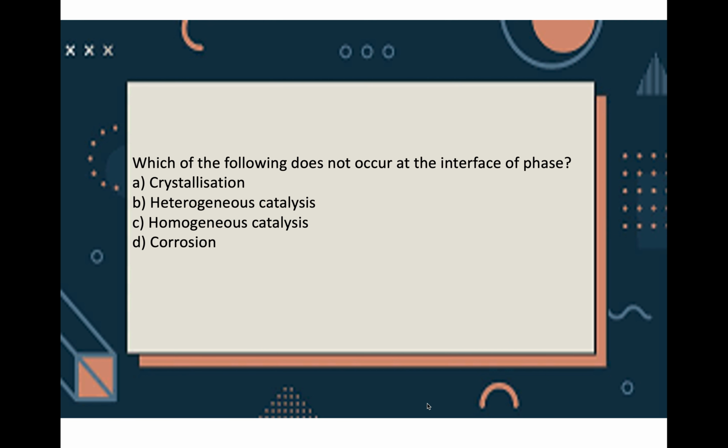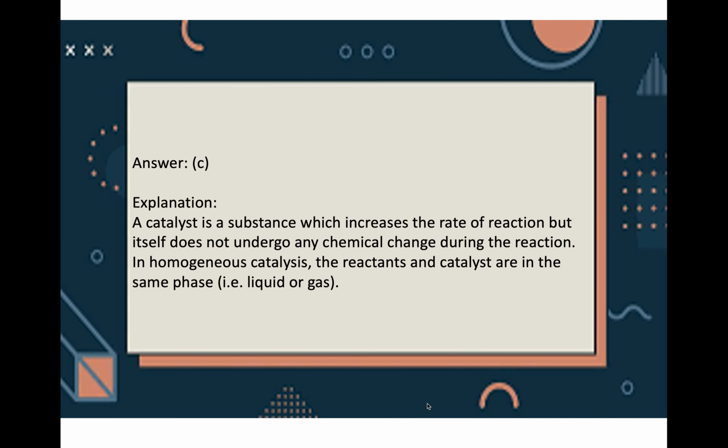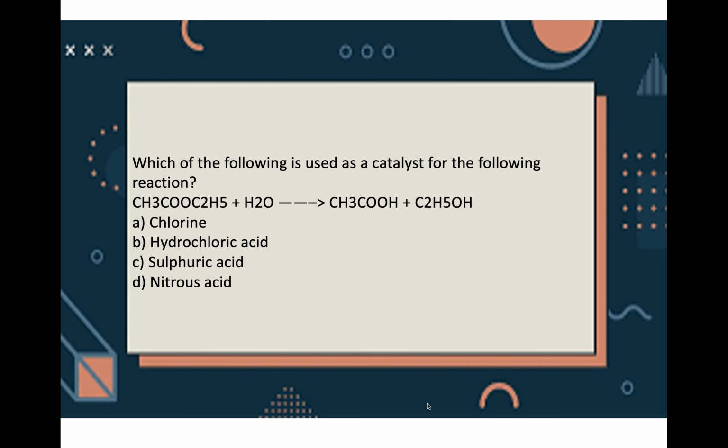Now, next question, which of the following does not occur at the interface of phase? So, A. Crystallization. B. Heterogeneous catalysis. C. Homogeneous catalysis. And D. Corrosion. So, answer is C. Homogeneous catalysis. So, what is a catalyst? It is a substance which speeds up or slows down the rate of a reaction, but it does not itself undergo any physical or chemical changes during the reaction. So, in homogeneous catalysis, the reactants and the catalyst are in the same phase, that is liquid or gas.